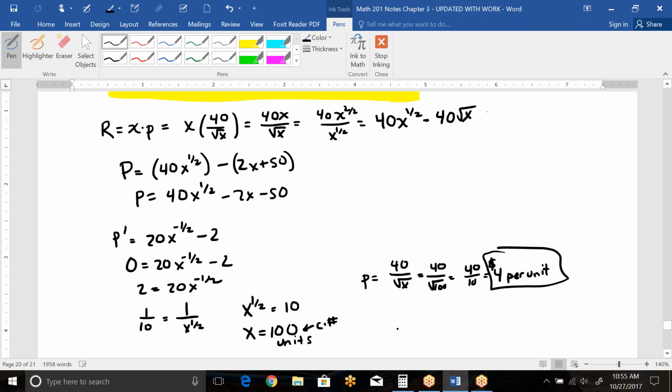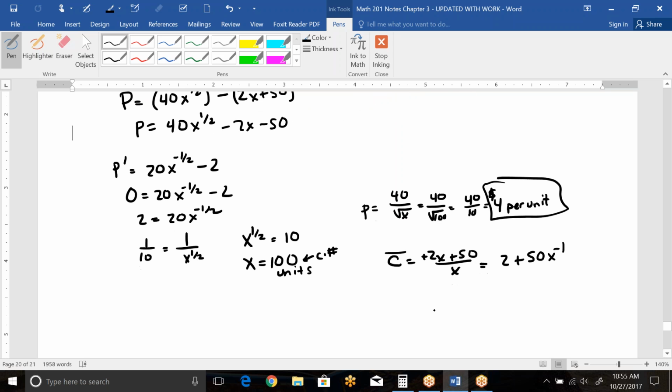Average cost function, remember, is C bar. So we take our C function, which was 2x plus 50, and divide each term by x. That's 2 plus 50 times x to the negative 1. And if you want the average cost, we would just plug in the 100 for that. So we might want to write it as 50 over 100. That would be easier. So then this is 2 plus 1/2, or $2.50 per unit.